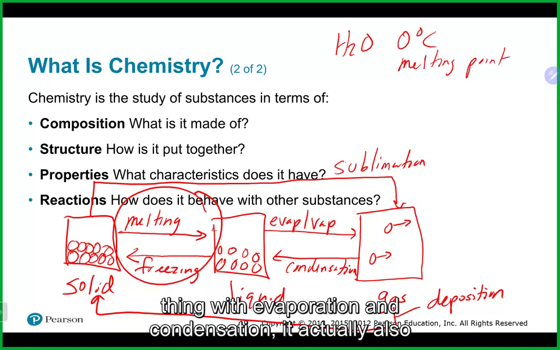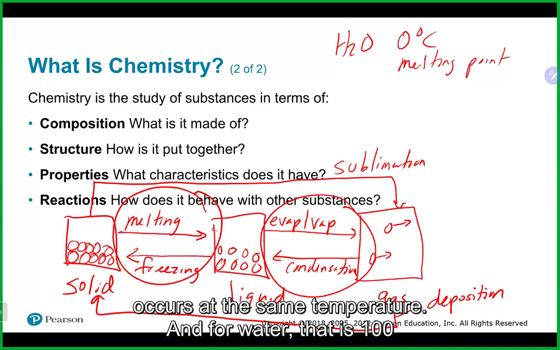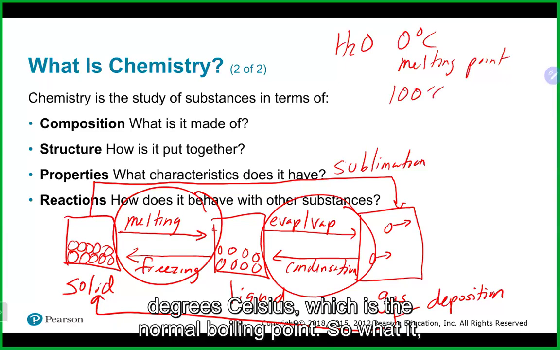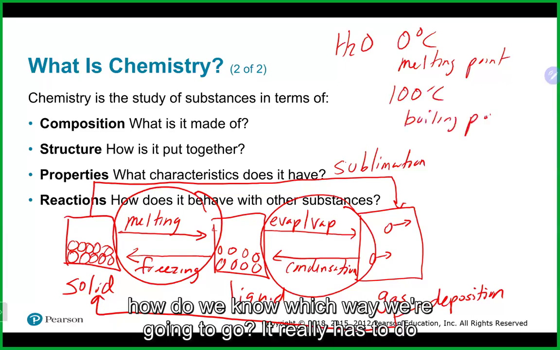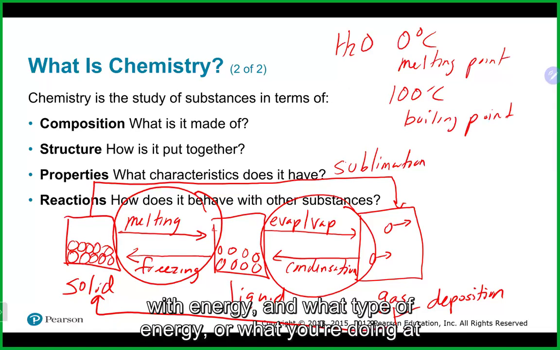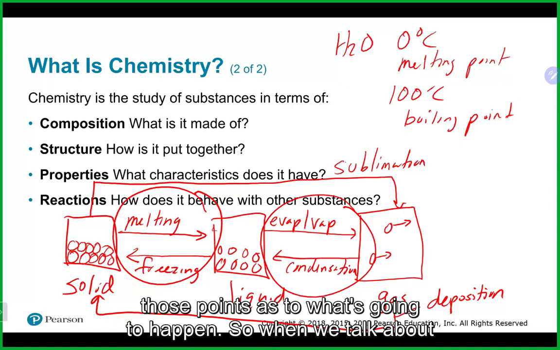And the same thing with evaporation and condensation. It actually also occurs at the same temperature. And for water, that is 100 degrees Celsius, which is the normal boiling point. So how do we know which way we're going to go? It really has to do with energy and what type of energy or what you're doing at those points as to what's going to happen.